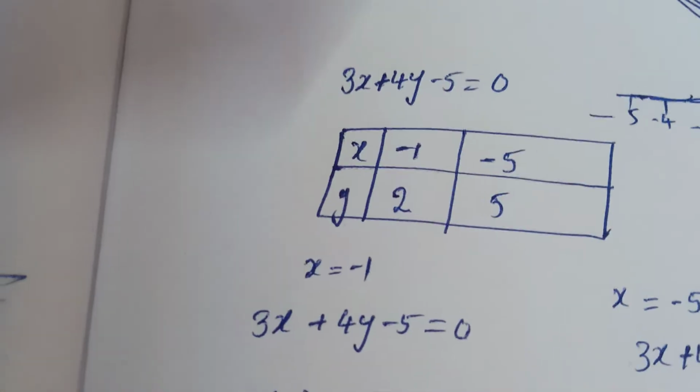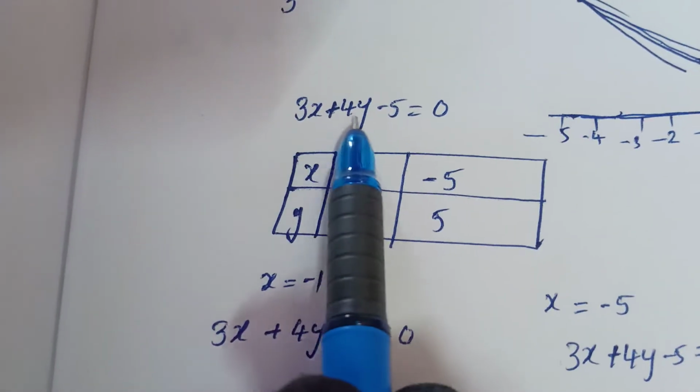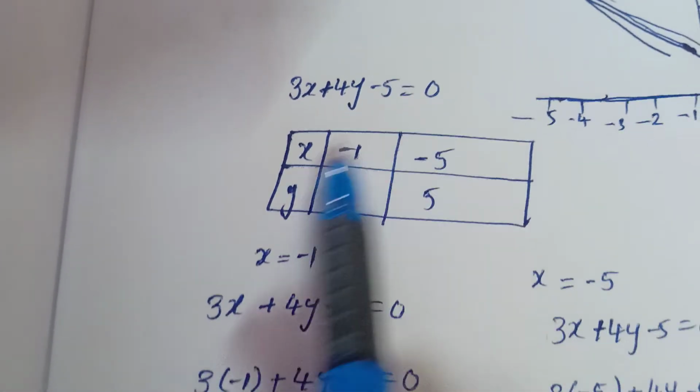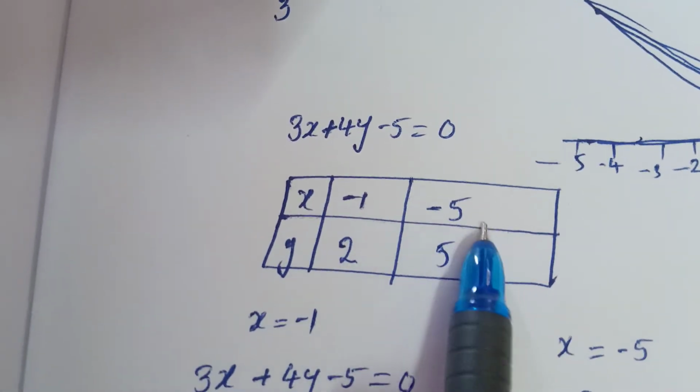Let's see, I am giving one question here. What is 3x plus 4y minus 5 equals 0? In place of x I am taking minus 1 and minus 5.